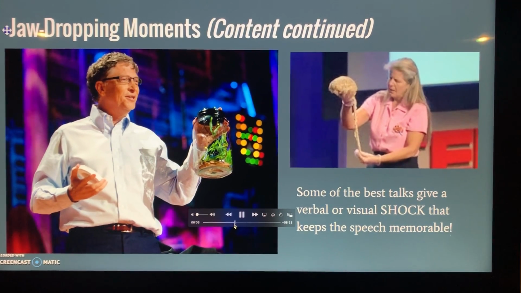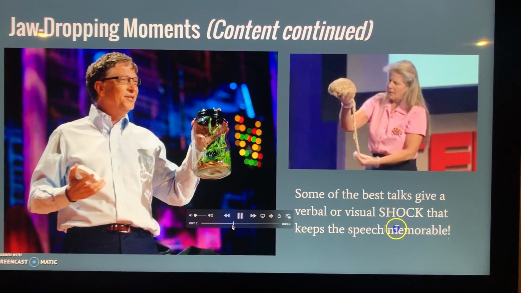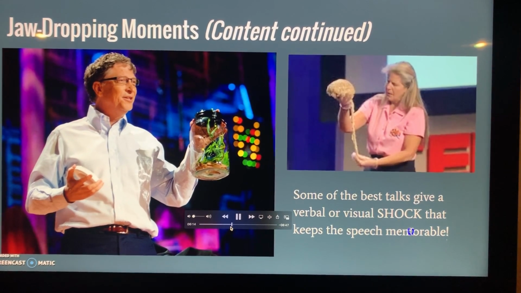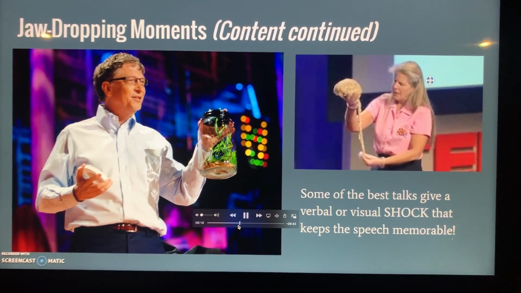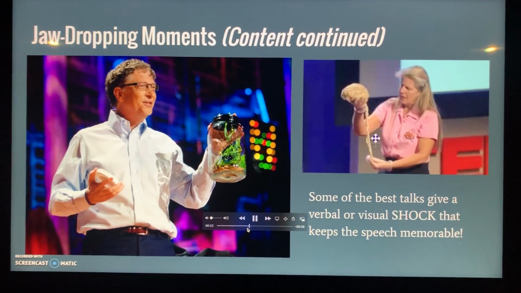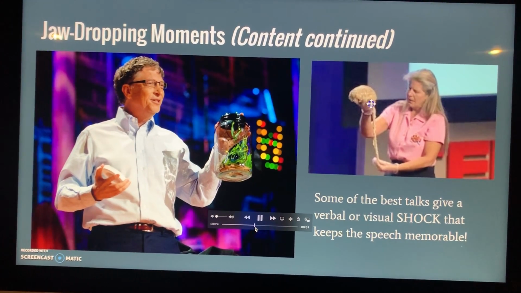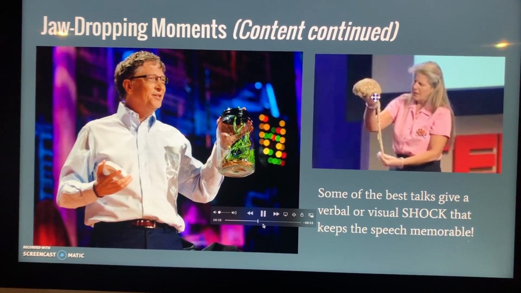But sometimes there's something where you're like, oh my goodness, I can't believe he just did that. This would be an example of literally holding a brain, where it's this shock value where the audience is like, oh my goodness. So you want to try to hook the audience and keep their attention by doing something different that's not going to be super standard for a traditional talk.